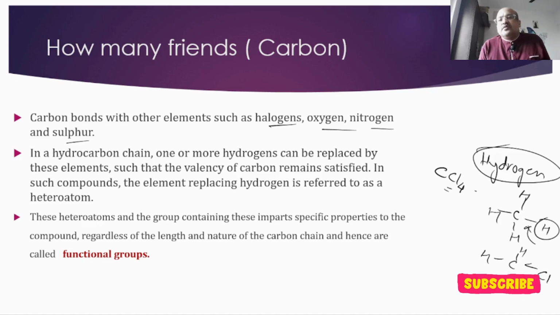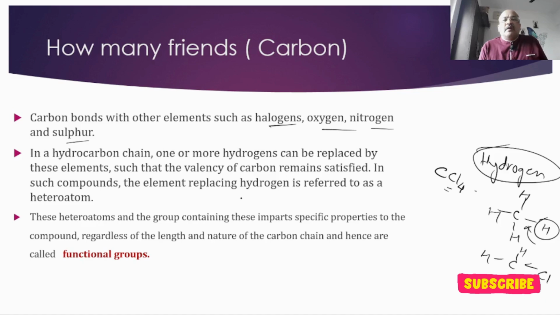Okay, so now more 3 hydrogens are there that can also be replaced. In a hydrocarbon chain, one or more hydrogens can be replaced by these elements, such that the valency of carbon remains satisfied. You need to know that at any given point, the tetravalency of the carbon has to be satisfied. You cannot put 2 Cl here, the valency will become 5. That's wrong. So the tetravalency has to be satisfied at any given point.